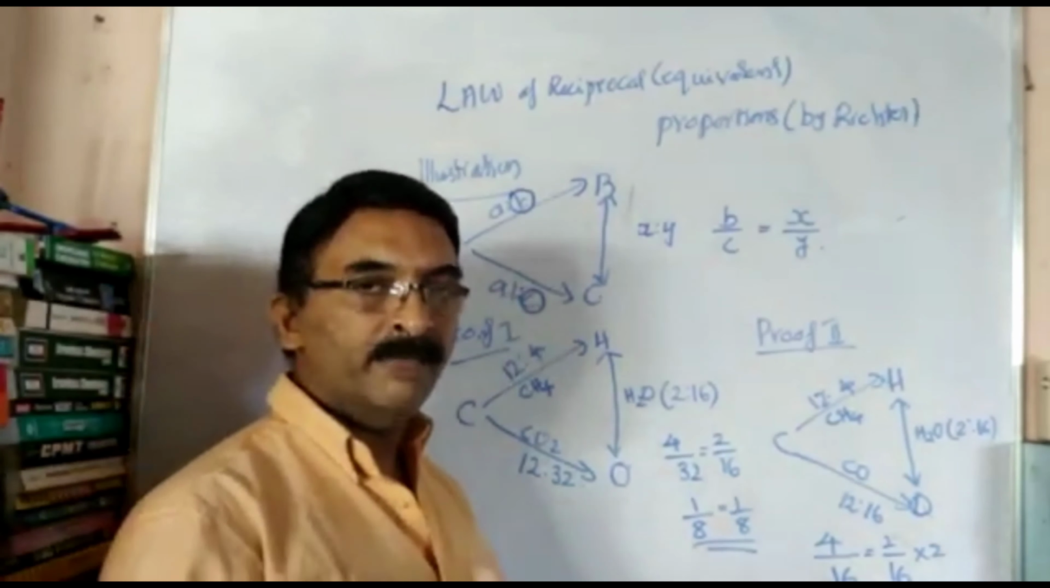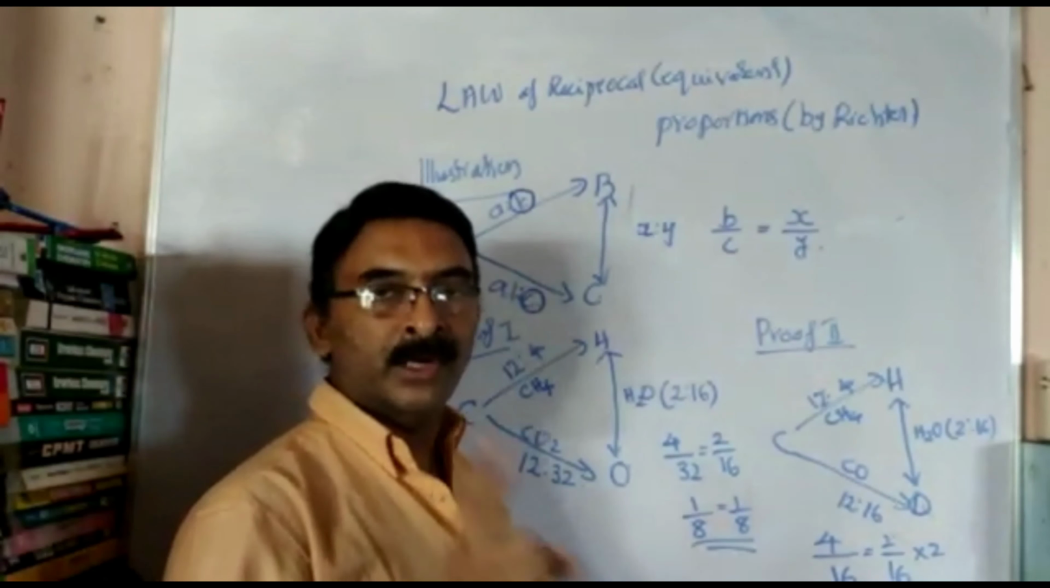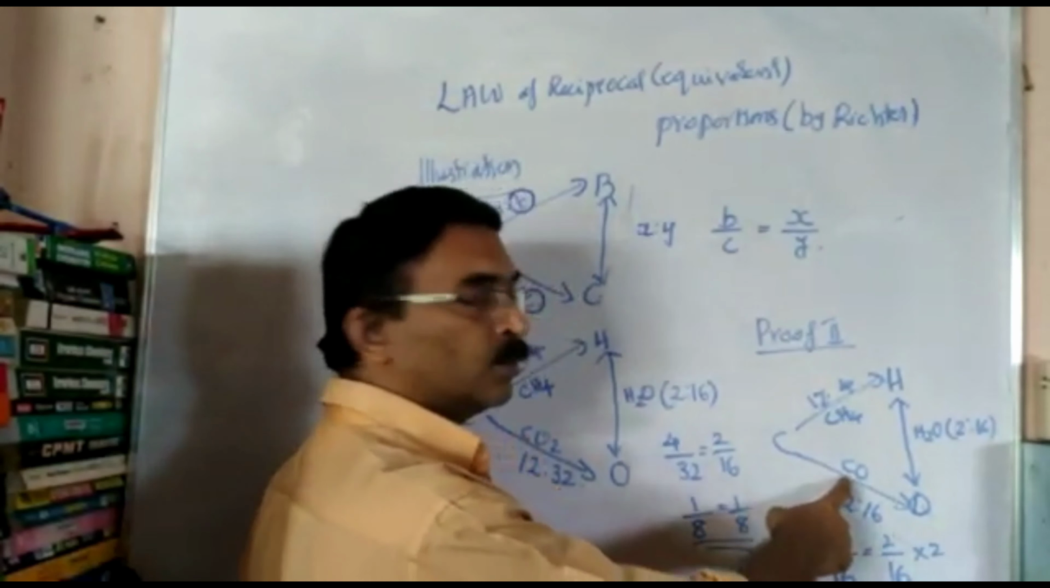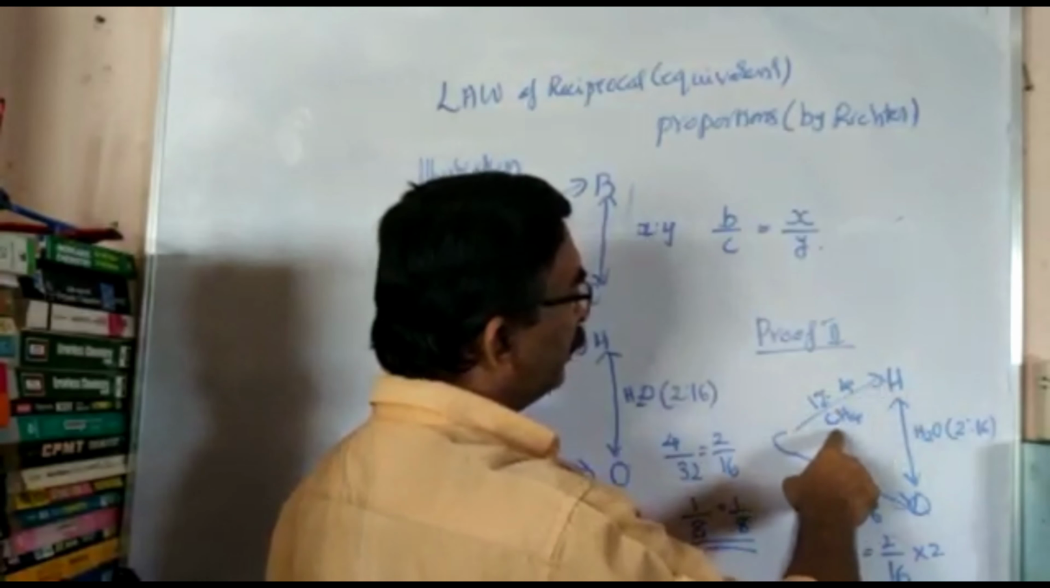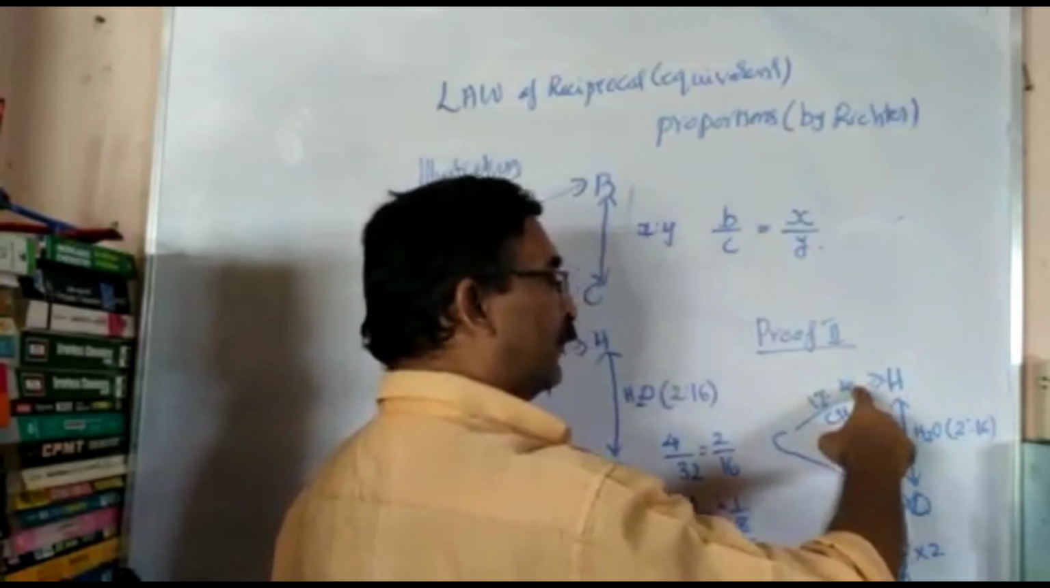Now, in the second verification, I change only one compound. Instead of CO2, I took CO. Now, here in methane, the mass ratio remains the same, 12:4.